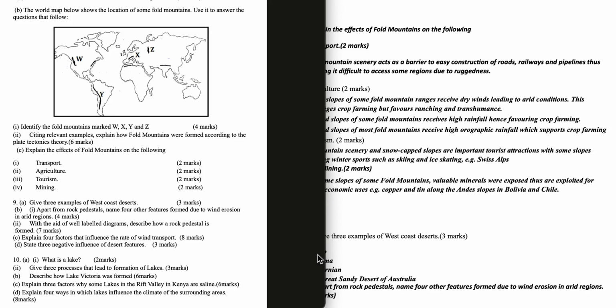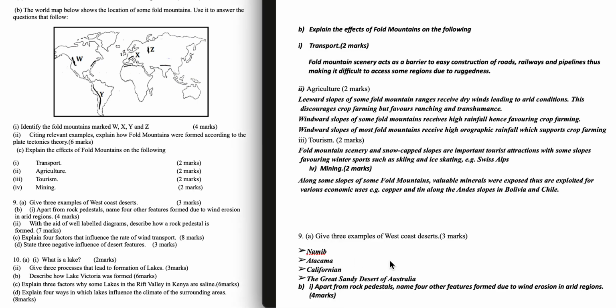Welcome. Today we are continuing with Geography Paper 1, Question 9. Give 3 examples of West Coast deserts. Namib, Atacama, Californian, the Great Sandy Desert of Australia.